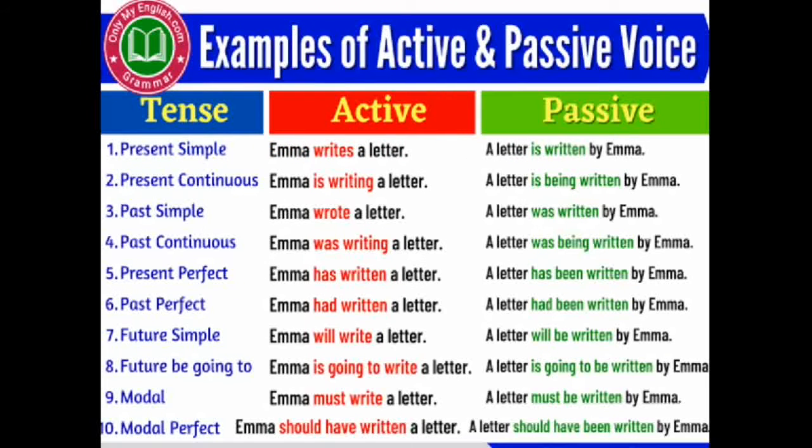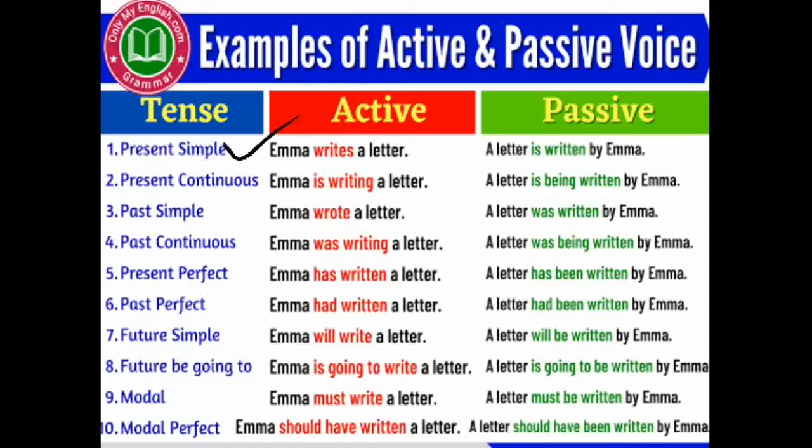This is the chart of examples of active and passive voice. Different types of tenses, active and passive voices of sentences are given. Emma writes a letter. Emma is the subject, writes is the verb, a letter is the object in active voice.